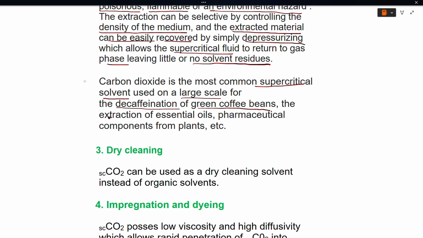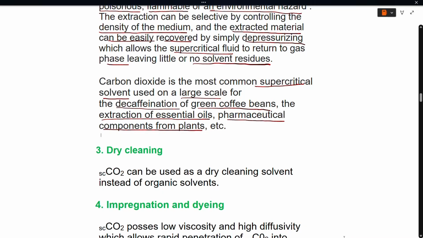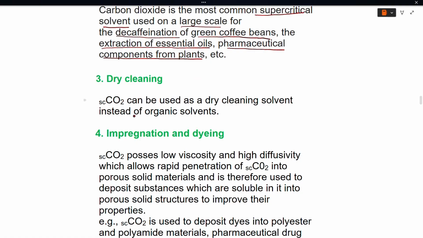Then you can also extract essential oils, and pharmaceutical components from plants. All these things can be done using supercritical carbon dioxide on a very large scale in industry. Okay. The next use is dry cleaning. In dry cleaning we use petroleum solvents, and instead of that supercritical carbon dioxide can be used as the dry cleaning solvent, instead of any organic solvents.